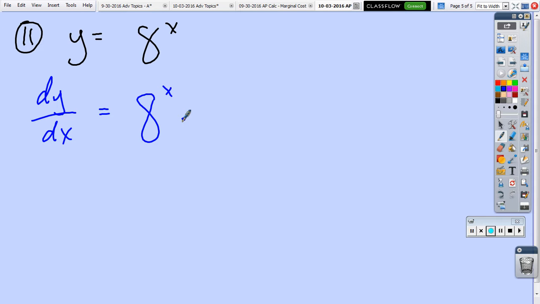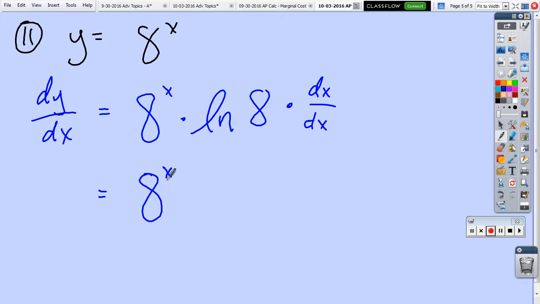times the derivative of x, dx, which is just 1. So this becomes 8 to the power of x times ln of 8. And you can leave it as ln of 8, because this is going to be some irrational value.